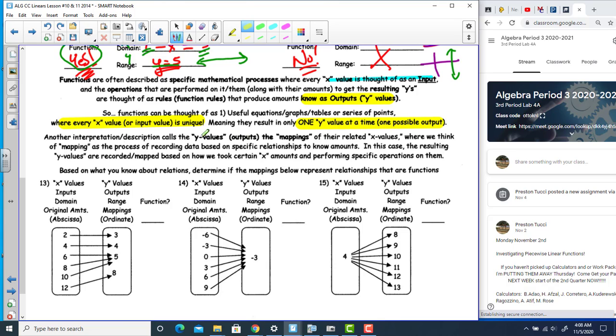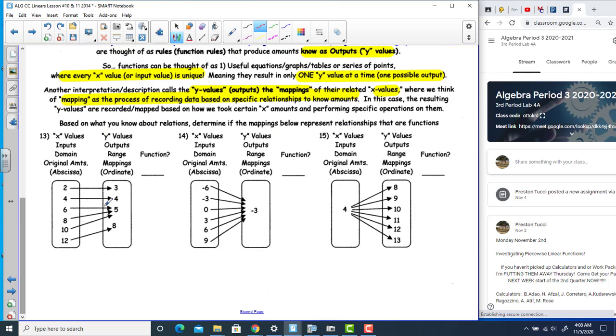Another interpretation, as we suggested, the y's are the outputs. They're also sometimes called the mappings. And we will say that each x variable may map onto only one y amount or output, meaning that for every time you put an x in, you should only get one prediction out. It can be a little confusing to look at, but it doesn't have to be. You could make it a presentation that's more familiar to you if you want.